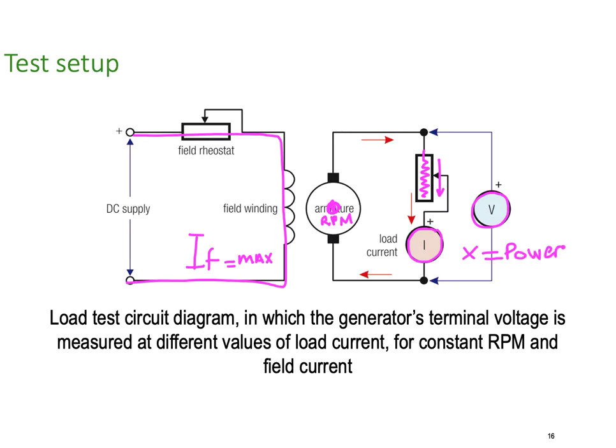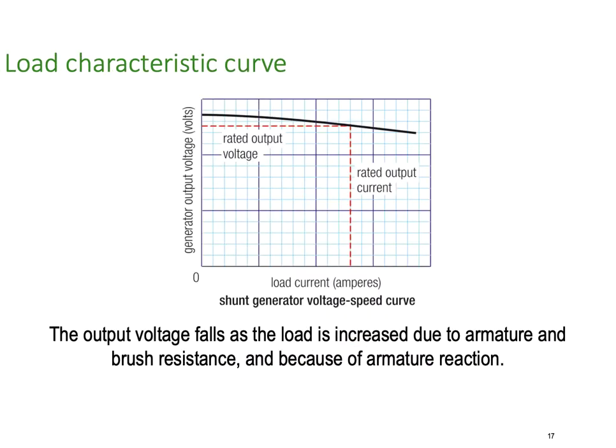Under this test, the generator terminal voltage is measured at different values of load current. So it's the load current we're varying with our variable resistor, for constant RPM and constant field current. So this is what the curve looks like. Here's our volts on the left-hand side and our load current on the horizontal.